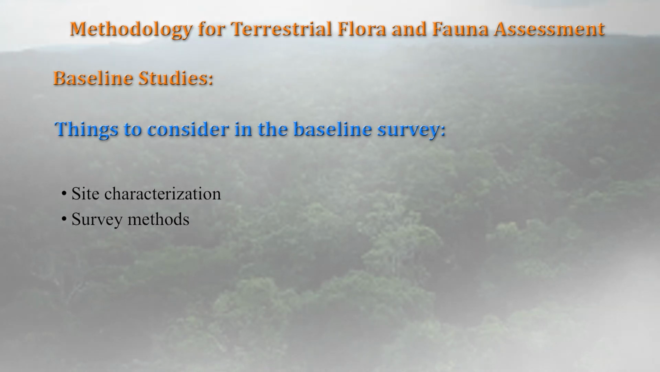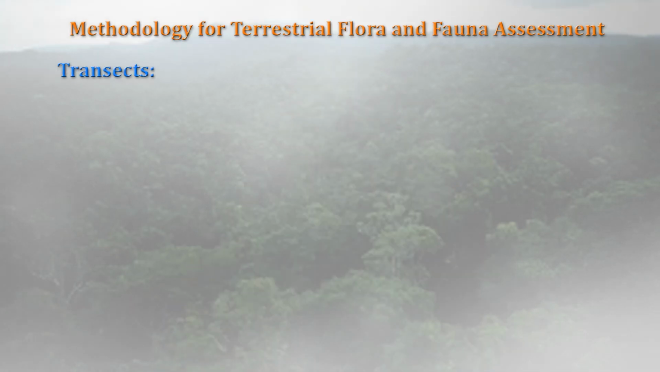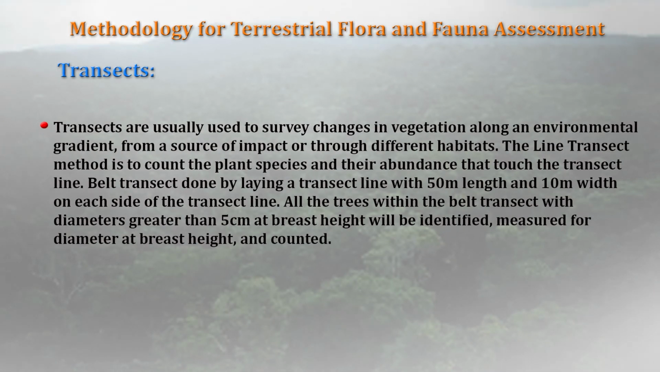Site characterization and survey methods. A combination of different methods is used. For example, transects. They are used to survey changes in the vegetation along an environmental gradient from a source of impact or through different habitats. The line transect method is used to count the plant species and their abundance that touch the transect line. Then we have the belt transect, that is done by laying a transect line with 50-meter length and 10-meter width on sides of the transect line. All the trees within the belt transect with diameters greater than 5 cm at breast height will be identified, and they will be measured for the diameter at breast height and then counted.